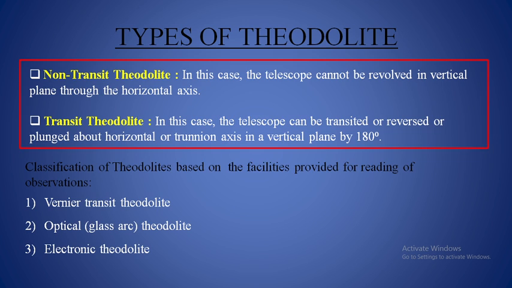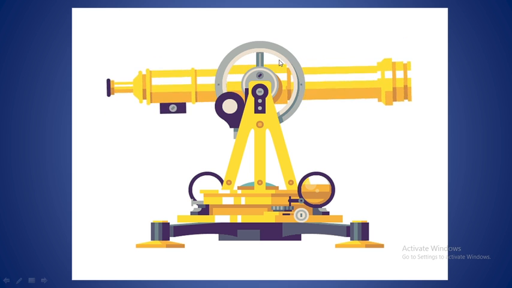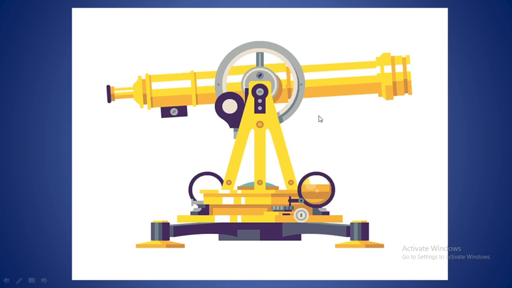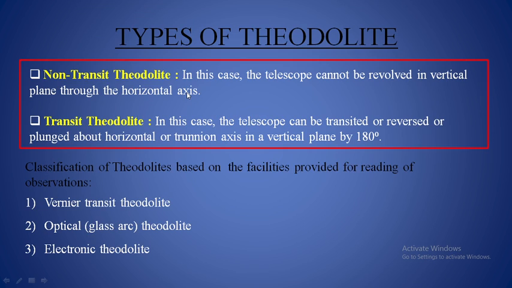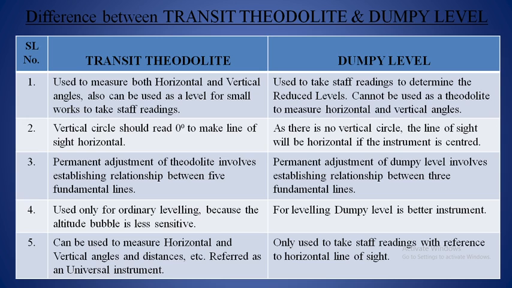The next one is transit Theodolite. Here in the transit Theodolite, you can rotate the telescope in 180 degrees in the vertical plane, just like this instrument which is shown in the image. This is a transit Theodolite. So, based on the facilities provided to the instruments, the Theodolites are further classified as vernier transit theodolite, optical glass arc theodolite, electronic theodolite.